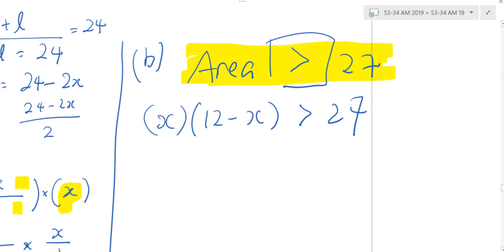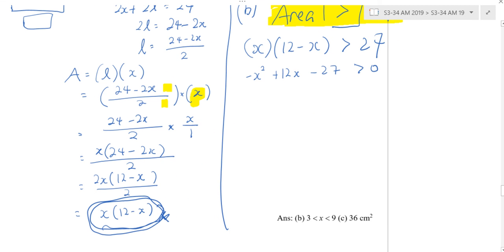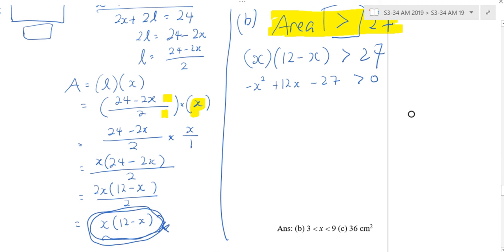How do you solve this? Expand then. So can you do it now? Wait, why is it suddenly, at the end of A, 12x minus x squared? Oh, I never expanded, but can you expand? Yes. So your expansion is still correct: 12x minus x squared.